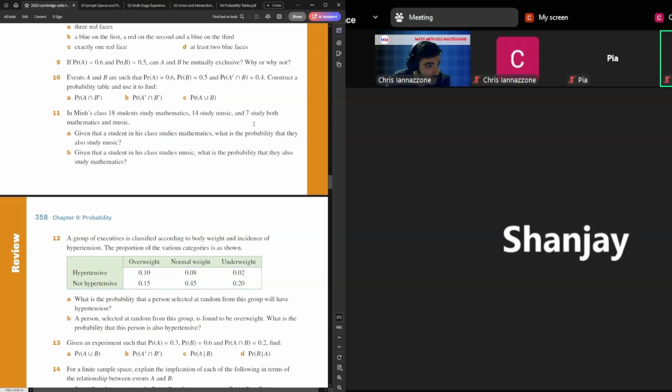Cool. Probability of A is 0.6, well, it would help if I'm looking at the right thing. Probability of B was 0.5. And then the intersection, probability A dash intersection B, is 0.4. And we're trying to construct one of those tables. So I'll start drawing the framework out. You guys let me know, maybe, what do we put in these spots here?